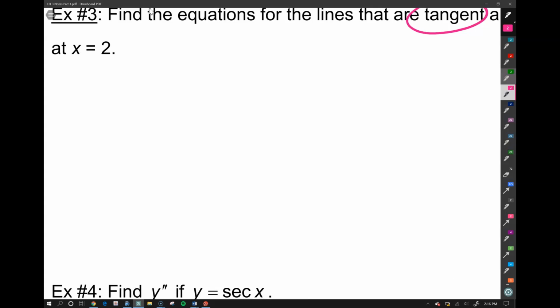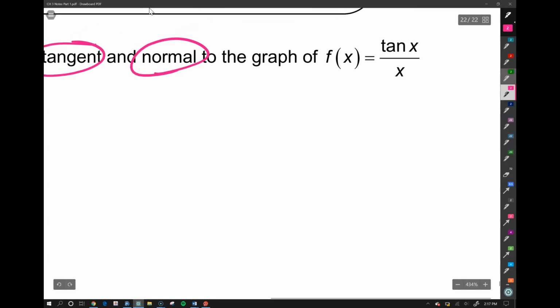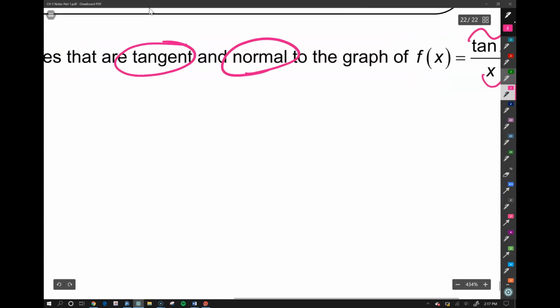First, we want to find the derivative of f of x. So, notice I have tan of x over x. Once again, we're using the quotient rule. So, f prime of x. I'm using the quotient rule. So, this is my high, this is my low.